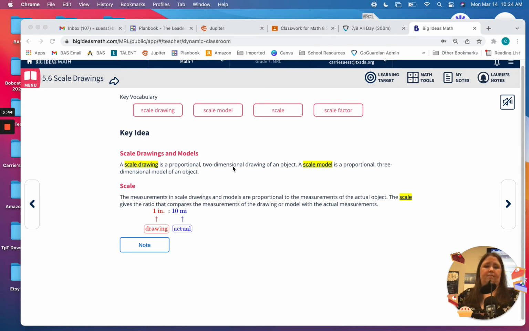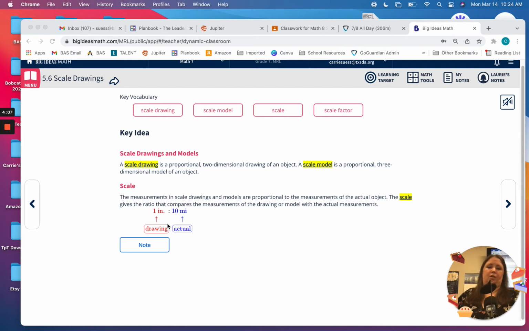Make sense so far? So, somebody tell me what scale means. I can't speak today. Sam. A ratio that compares the measurements of a drawing or a model with actual measurements. Yes. So it's comparing the drawing measurements to the actual measurements.